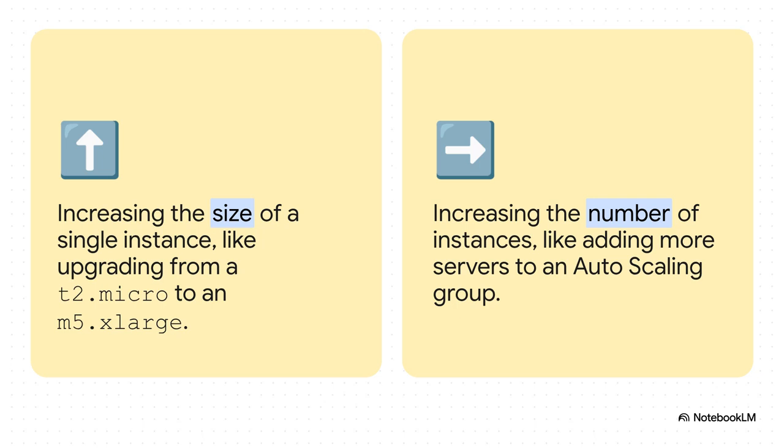Horizontal scaling, or scaling out, is the cloud way. Instead of making one server bigger, you just add more servers. You hire more weightlifters. You can add as many as you need to share the load, which makes your system way more flexible and resilient.